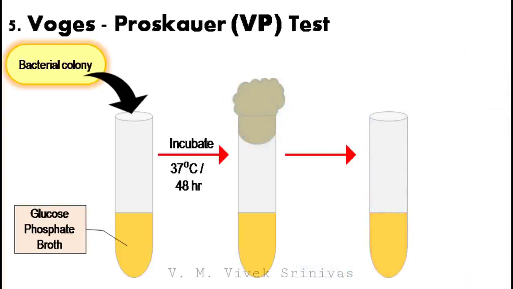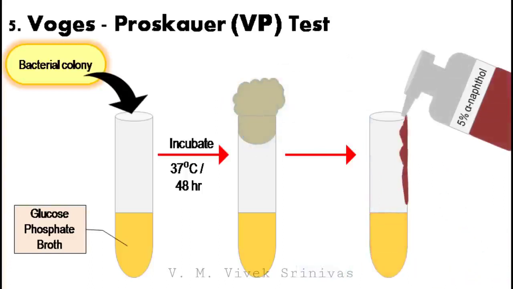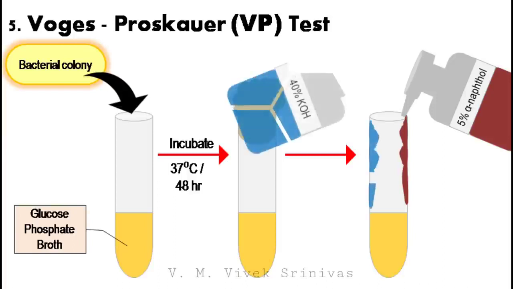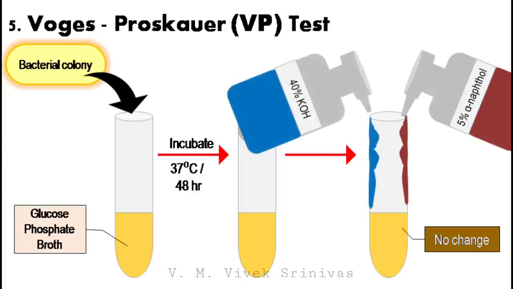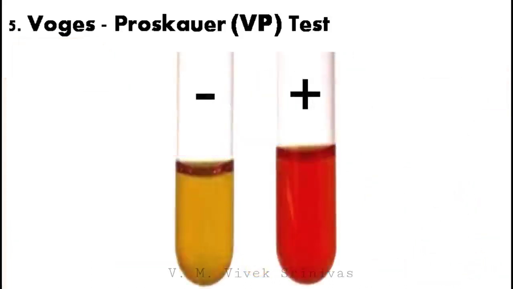In contrast, following addition of 5% alpha-naphthol and 40% potassium hydroxide, if there is no color change, this indicates the test is negative for the VP test. The example, the E. coli bacterial organism, is negative for the VP test. This is the procedure for the VP test. This is the photograph showing the positive and the negative test result of the VP test.